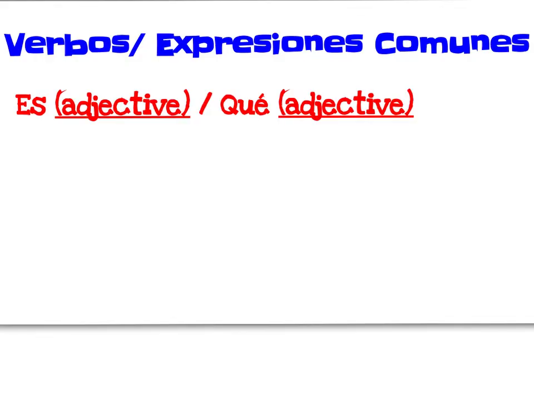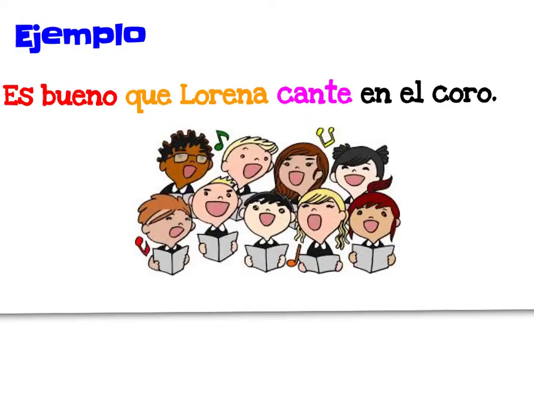Aquí está un ejemplo. Es bueno que Lorena cante en el coro. It's good that Lorena sings in the chorus. Es bueno followed by que, because que Lorena is implying who. Then I need my verb in the subjunctive. Cantar will be cante en el coro.